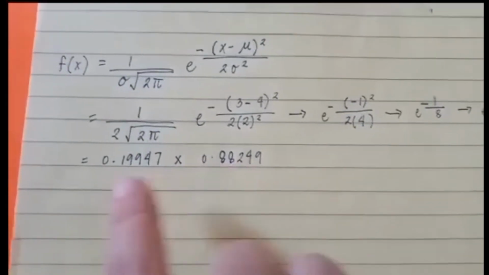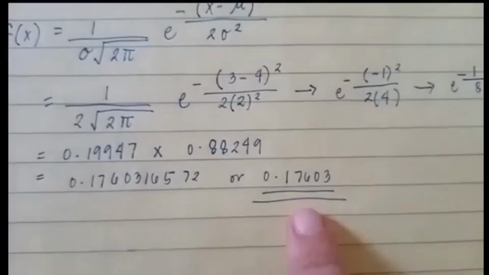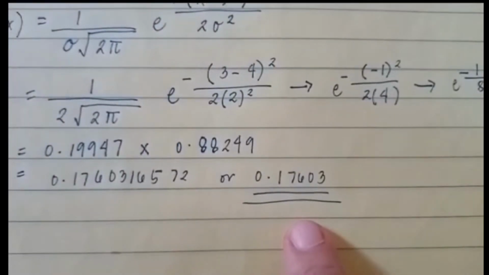Multiplying both results will equal 0.17603165, or 0.17603 when rounded off. And that is our final answer.